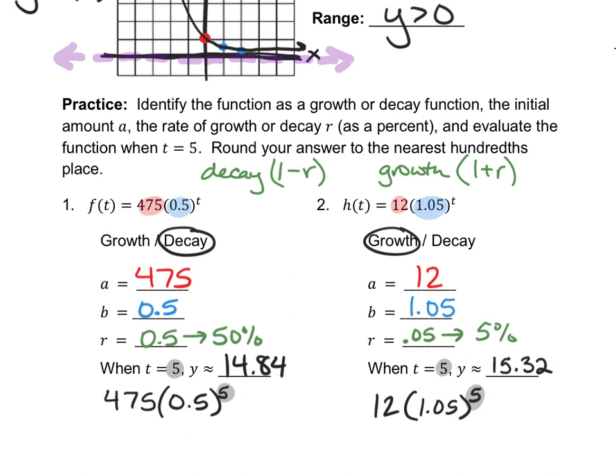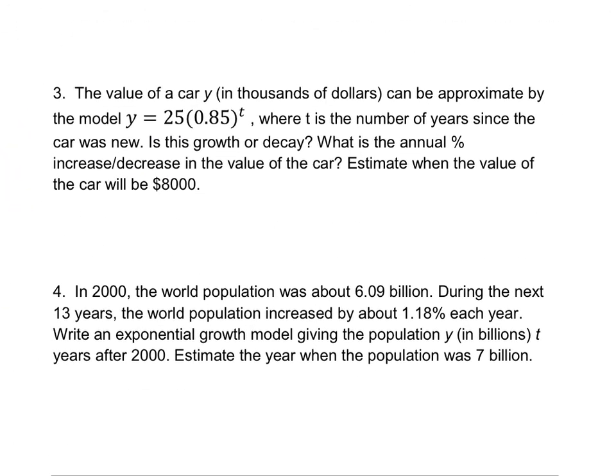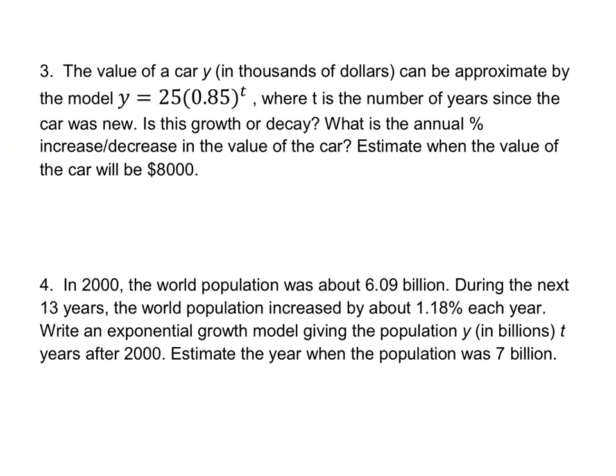Now, kind of like the iPhone example, there are some really important things that grow or decay that you will probably use in your life. No, you may not write an equation down for it, but you do need to understand that way you don't get conned out of your money in your future. One of those things is like example 3. It says the value of a car in thousands of dollars can be approximated by the model or equation y equals 25 times 0.85 to the t, where t is the number of years since the car was new. Look at the equation. Is this growth or decay?